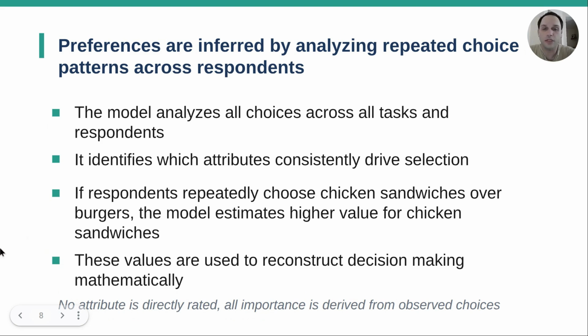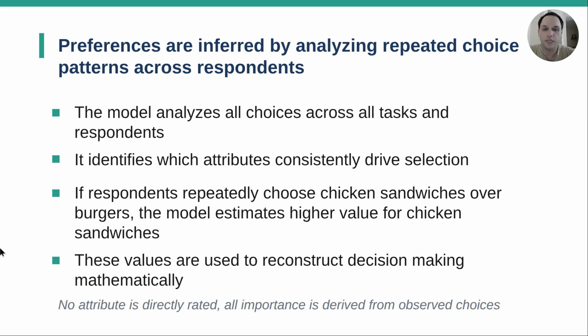Once all responses have been collected, the model analyzes every choice made across every task. It looks for patterns. For example, if respondents repeatedly choose chicken sandwich options over burger options, the model estimates that chicken sandwiches provide more value. If respondents consistently avoid higher prices, the model estimates that price has a negative impact on choice. No attribute is rated directly. All preferences are inferred from observed behavior.